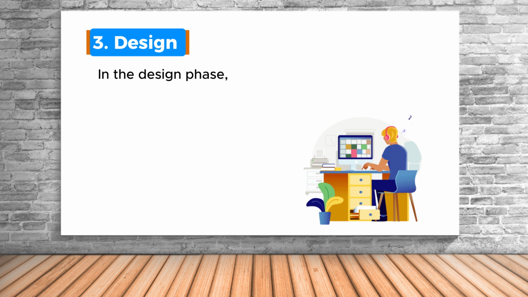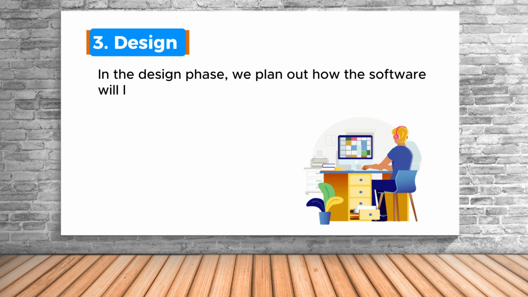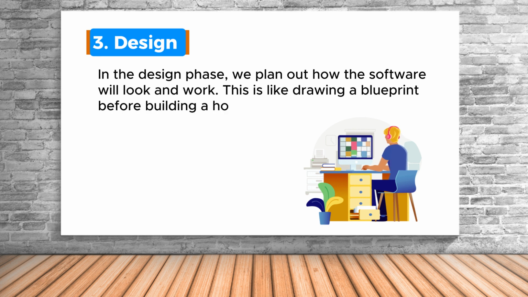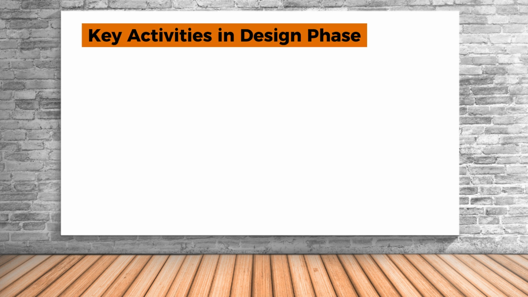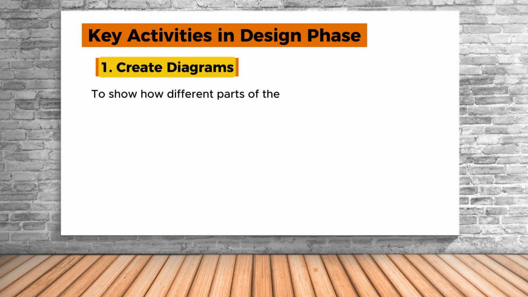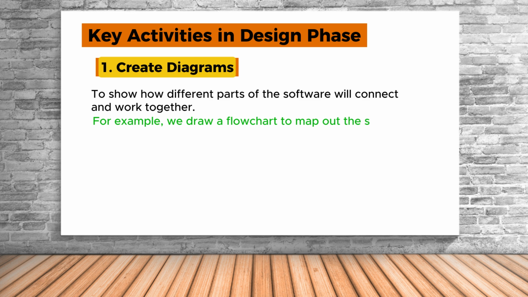3. Design phase. In the design phase, we plan out how the software will look and work. This is like drawing a blueprint before building a house. Key activities in design phase. 1. Create diagrams to show how different parts of the software will connect and work together. For example, we draw a flowchart to map out the steps the program will take to complete a task.